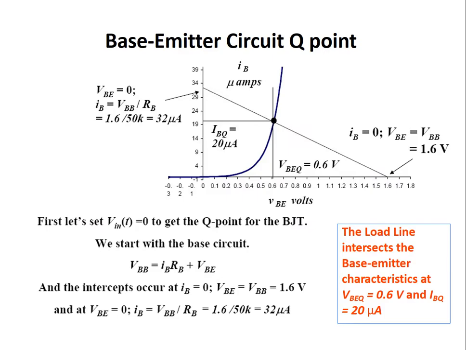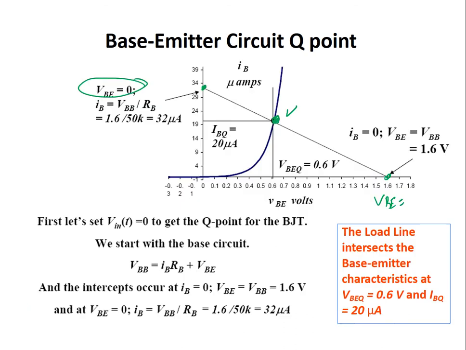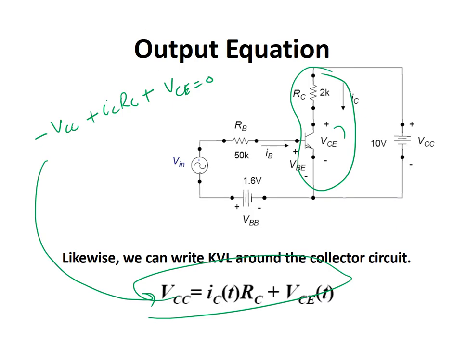For example, if you want to get the Q point for the base emitter junction, we know that's a diode. For the diode, if we put the base emitter voltage equal to 0, we get one point here. If we put the current equal to 0, we get another point here, and we can get the Q point for this case. Similarly, if we go for the collector emitter case, we know that this is our relationship.